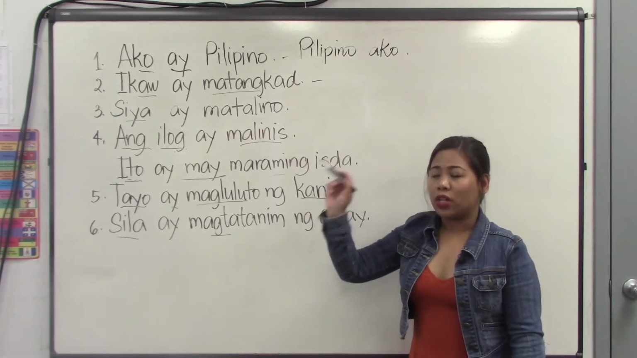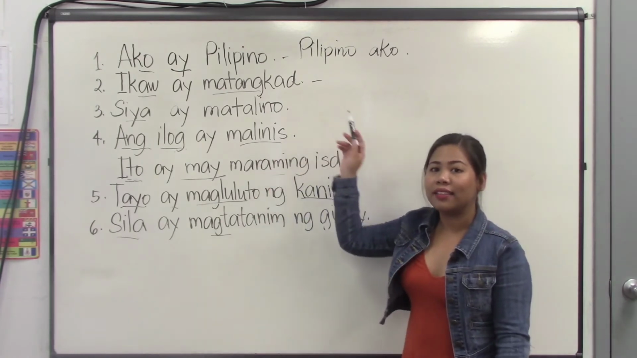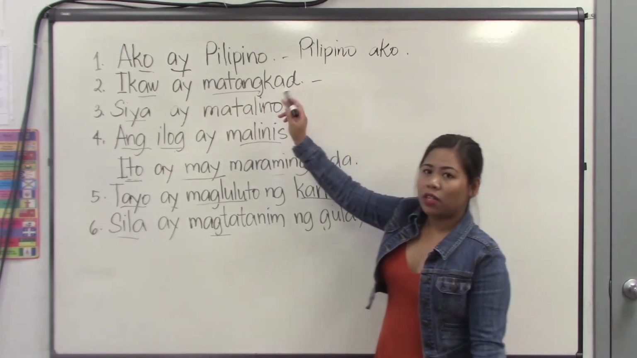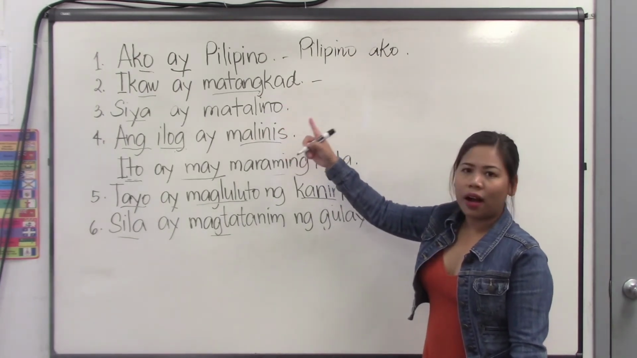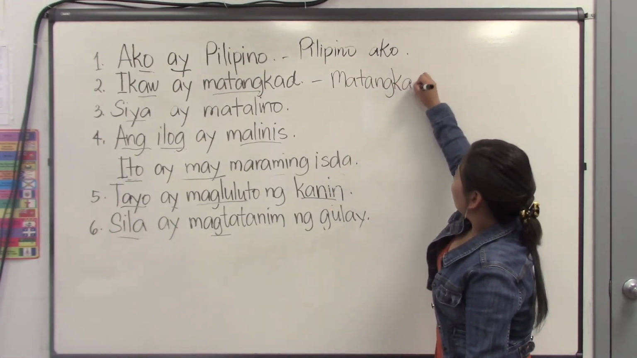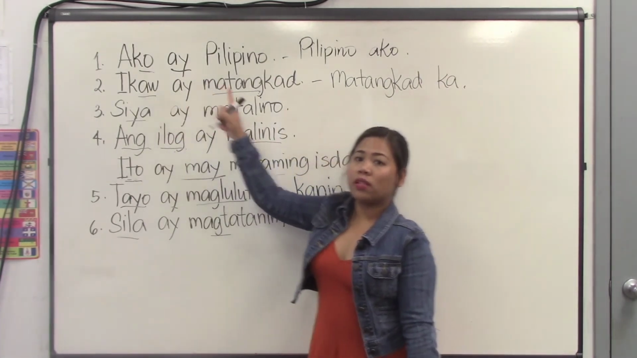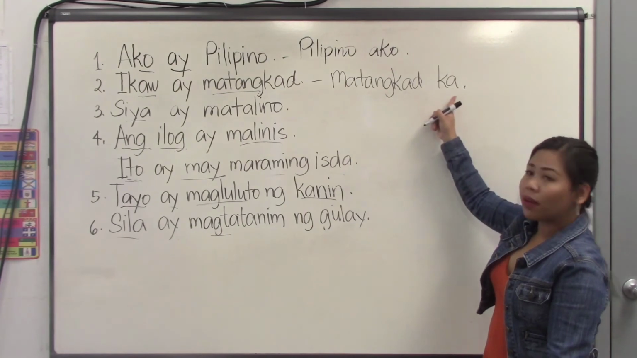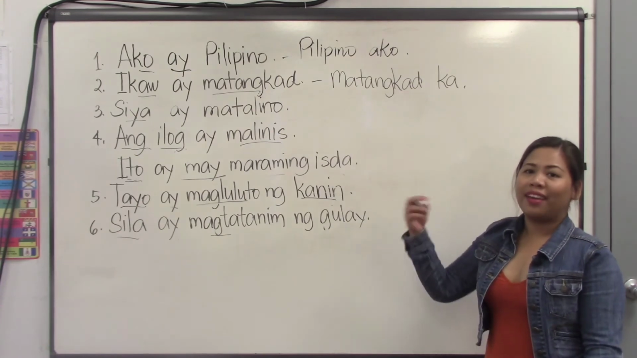Next one. "Ikaw ay matangkad." You are tall. But in Filipino, we don't say "ikaw ay matangkad." We say "matangkad ka." So matangkad here is the object, or this is the adjective actually, but it will become the focus of the sentence now. So it will become "matangkad ka," not "ikaw ay matangkad." Ka is you. Since we transposed it, we put it at the end of the sentence, so it will be conjugated. So ikaw will become ka. But it's the same, it's you, okay? "Matangkad ka." Tall is you in English.